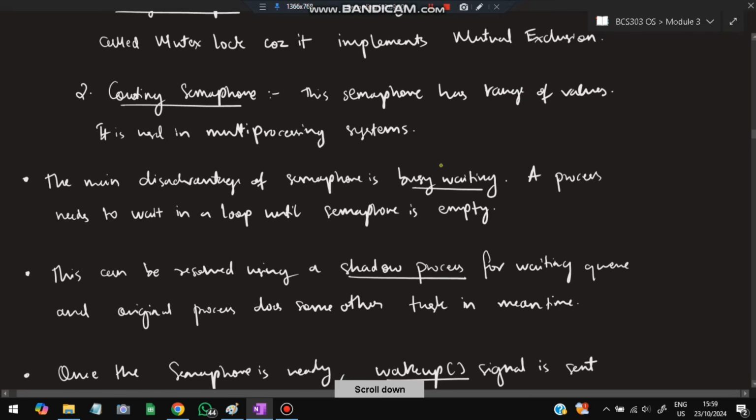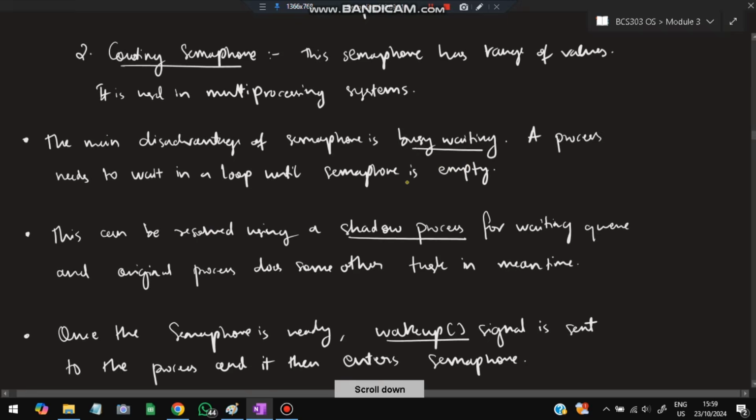Okay, so the main disadvantage is busy waiting. A process has to wait in a loop until the semaphore is empty. So suppose that P1 has requested a resource R, and it is waiting until this resource gets over. Because of the semaphore, the value is 0 or 1 based on the lock, and until this lock is over, the process has to wait in a loop. That is called busy waiting. This is one disadvantage of it.